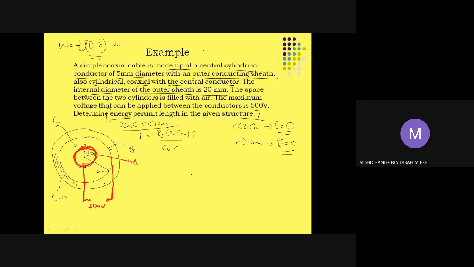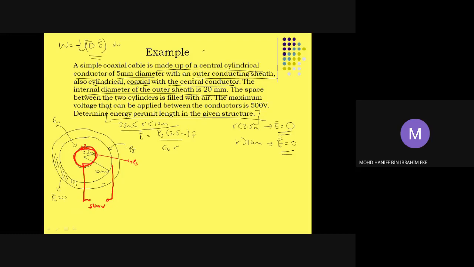So for this given structure, the electric field will only exist between 2.5 millimeter and 10 millimeter. That is the region where the electric field is produced or exists.